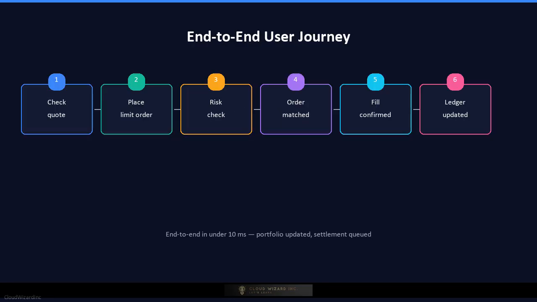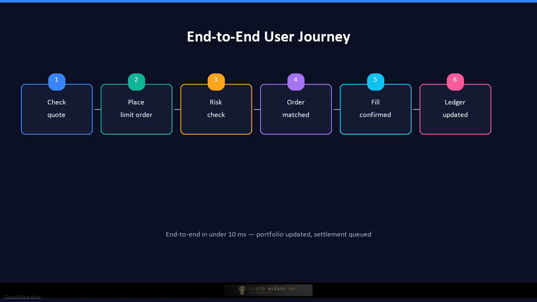Let us trace the end-to-end user journey. A user named Priya opens her Zerodha Kite app during market hours. She checks the live price of a large-cap stock, sees it at 350 rupees, and decides to buy 200 shares with a limit order at 349 rupees. She taps Submit. The mobile app sends the order to the API gateway over HTTPS.